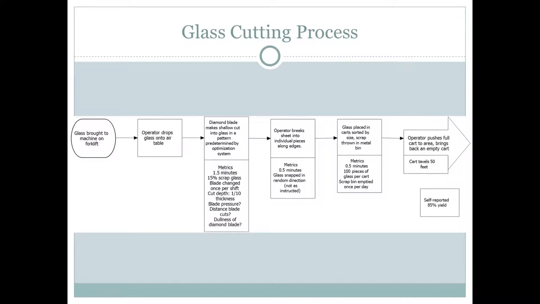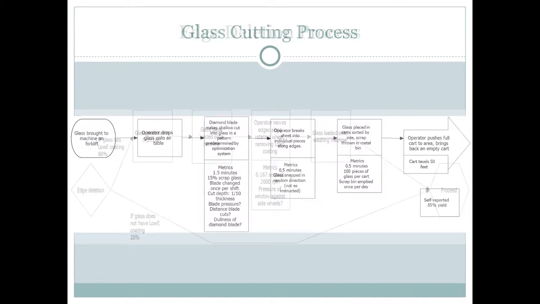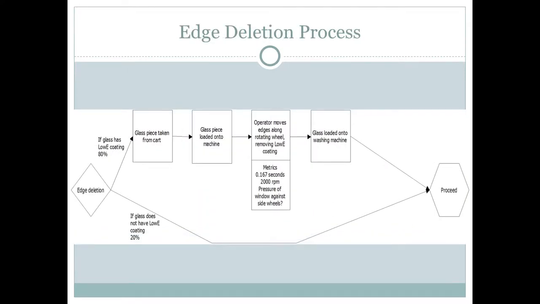Once a cart is full, it's moved to a waiting area, and then an empty cart is brought back to repeat the process. The second process that we defined is edge leaching. Edge leaching is an optional step in the manufacturing process. Windows only go through edge leaching if they have a coating on the outside. Approximately 80% of Silverline windows do have this coating, so 80% will go through this process.